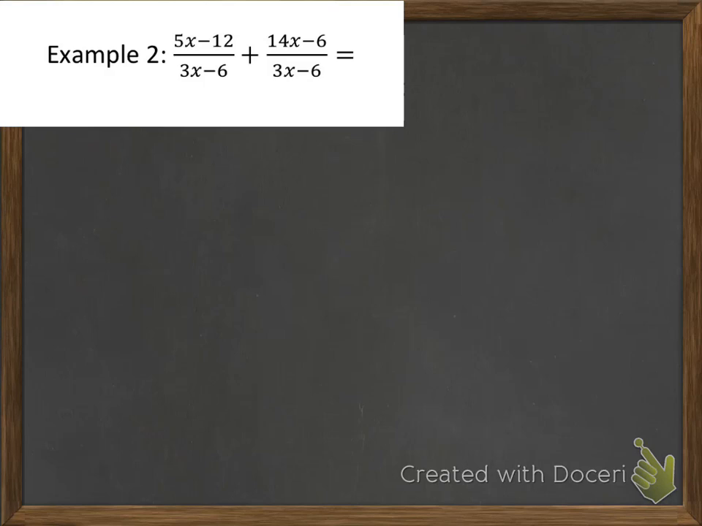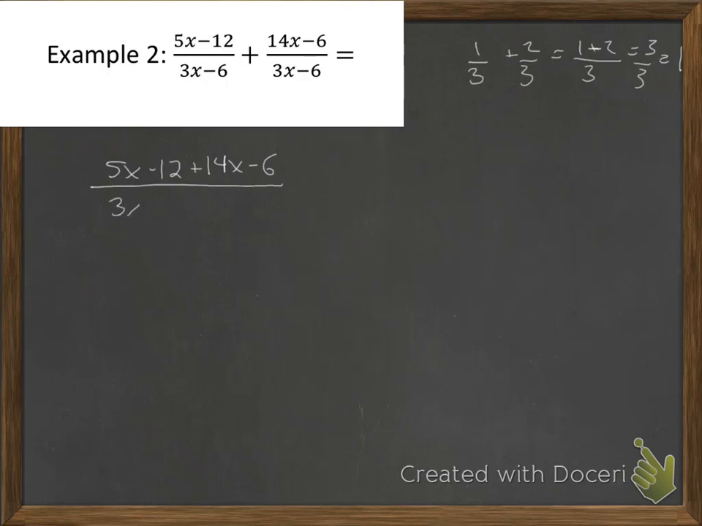So again here, we can look at this and we can see that our denominators are the same. Just as before, if we have like 1/3 plus 2/3, we can just rewrite it as the sum over a single denominator. We can add those, and then of course we have to reduce. So let's go ahead and do that. We're going to write 5x minus 12 plus 14x minus 6, and that's all going over this single denominator of 3x minus 6.